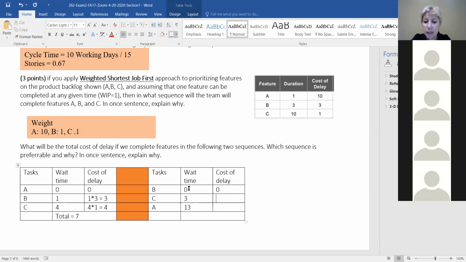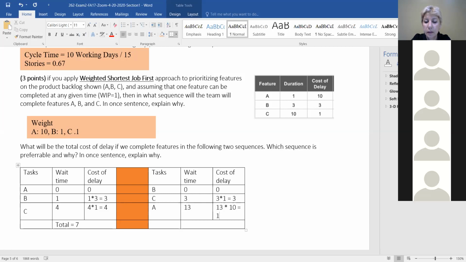C has to wait 3 days, 3 multiplied by the cost of delay, which is 1 for C. You get that from the table. And for A is the 13 times cost of delay, which is 10. 130. The total cost would be... thank you, Jake. You did it.